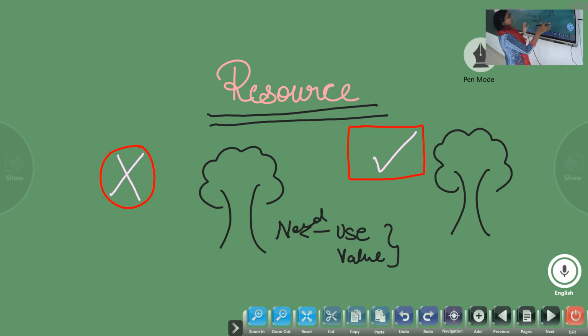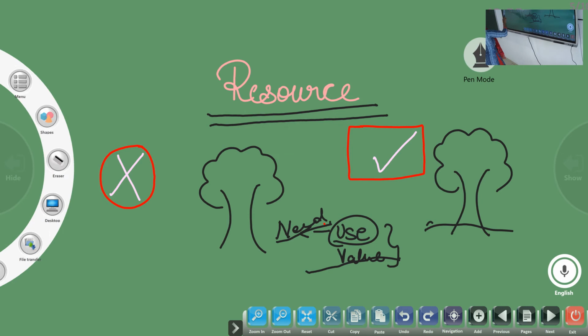Now, a tree standing in my garden, is that a resource? No. Why? Because if a tree is simply standing in the garden and if I do not have a need to use it and it does not have a value, it does not become a resource. It only becomes a tree. Now, what exactly is a resource? A thing is not a resource, but the activity of making it used is a resource. So, let me give you a better example.